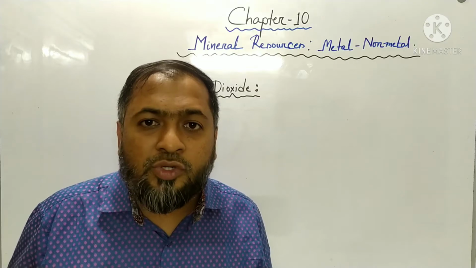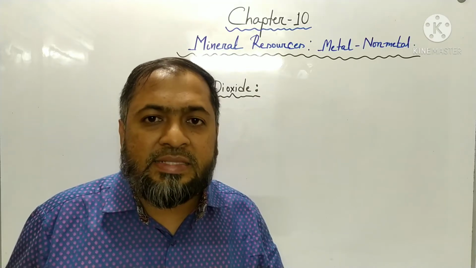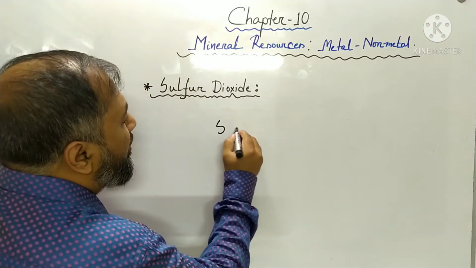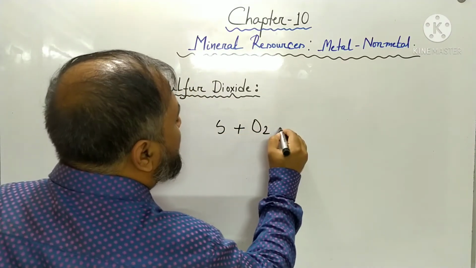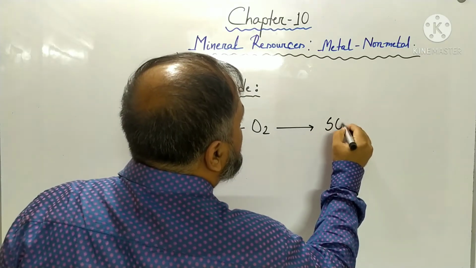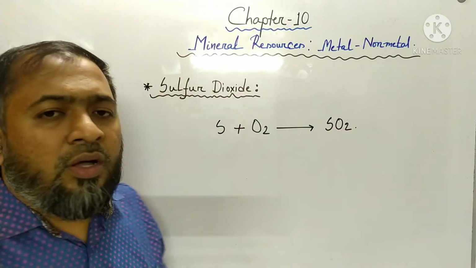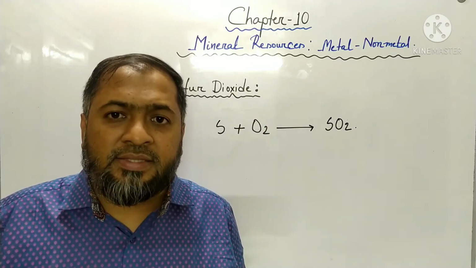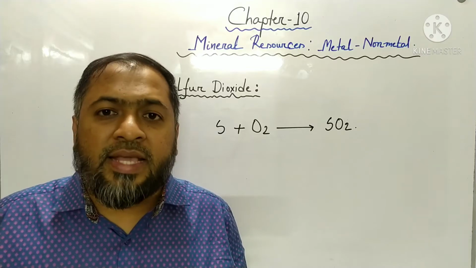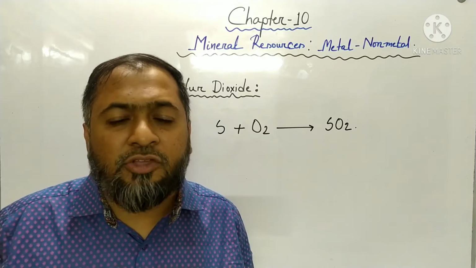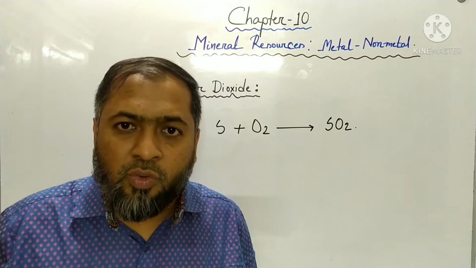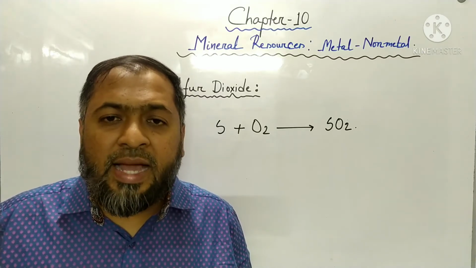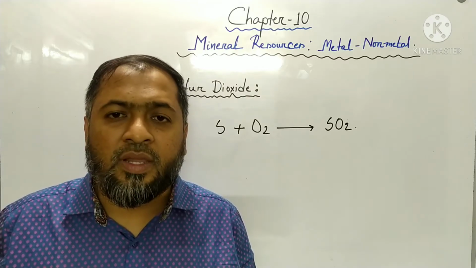Sulfur undergoes reaction with oxygen which is present in the air and produces sulfur dioxide gas. You can see, when sulfur reacts with atmospheric oxygen, it will produce sulfur dioxide. Sulfur dioxide is a toxic gas and it has an acrid odor. It is extremely harmful when it enters the human body through mouth and nose. It creates a burning sensation when it comes in contact with our eyes.